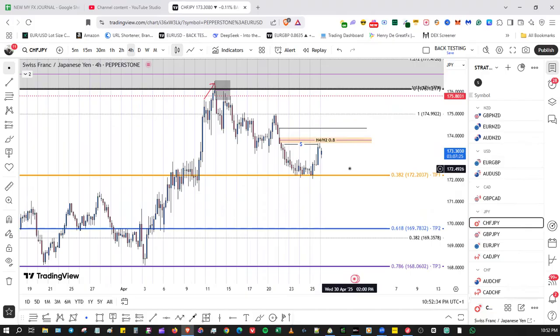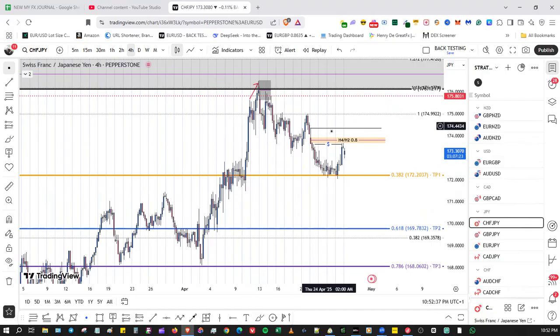CHF JPY, the same thing with this pair. Look out for sell opportunity to the downside. If you want to re-enter, this is a good level to re-enter.